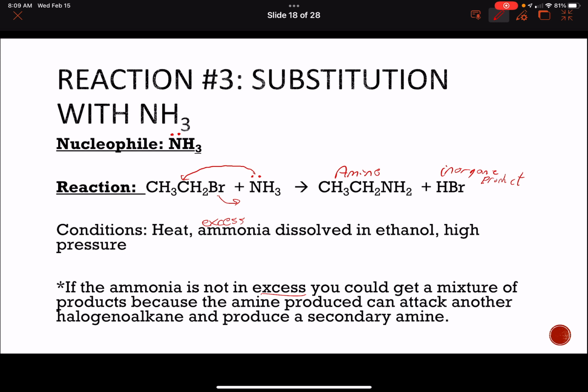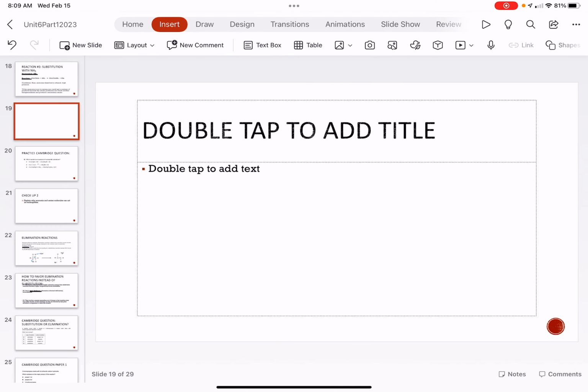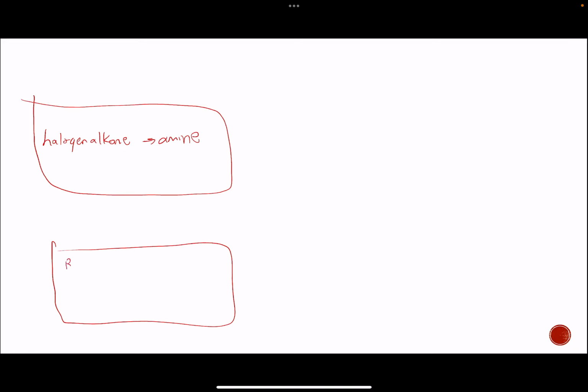Once again, we're going to trace through the flashcards to make for reaction number 3. First thing I would say is halogenalkane: I start with a halogenalkane and I want to go to an amine. How do I get there? Reagent is what do I need to add, and that's going to be NH3. Conditions: excess, dissolved in ethanol, and high pressure.